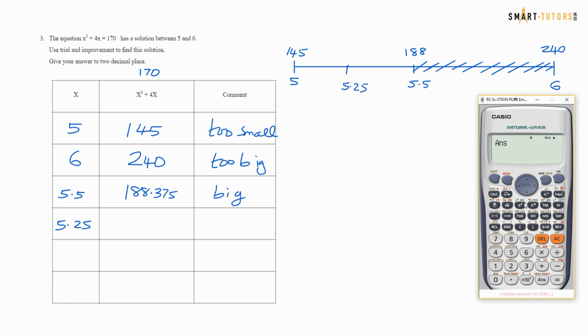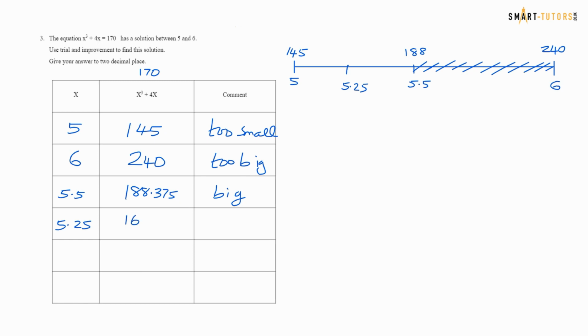So answer to the power 3 plus 4 times answer and press equal. That gives 165.70, which is small. So 165.70, that is too small. So anything less than that is not going to be possible. So I cross this one. Any answer between 5.25 and 5.5 is going to be the answer.